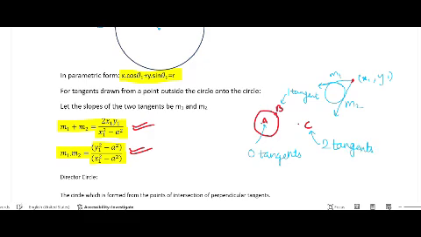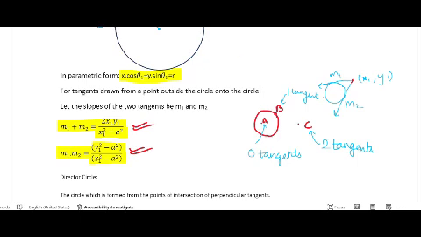Remember this? Okay, and they might ask you a question like, for a circle so and so, there is a point, they'll give you a random point and they'll ask you how many tangents can be drawn from this point, and you will just check if that point lies inside the circle, outside the circle, or on the circle. How will you do that?